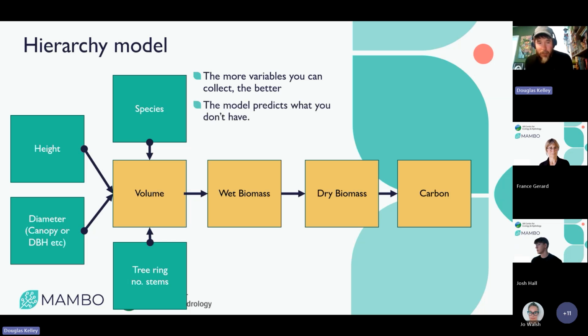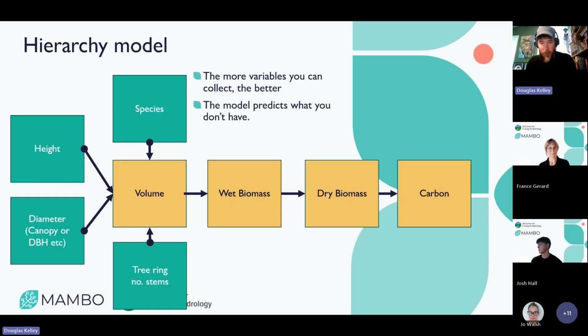So if you don't have all these measurements, the idea is that the model will fill in the gaps along the chain. If you don't have wet biomass, but you still manage to get some carbon, you'll be able to predict wet biomass. Eventually, we're hoping that we'll be able to start predicting what species you're looking at, and things like stem numbers as well. We're not quite at that stage yet.